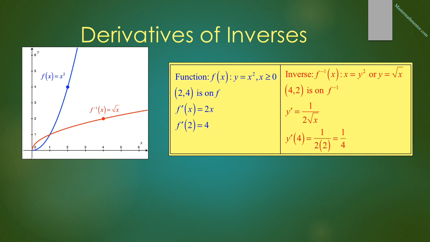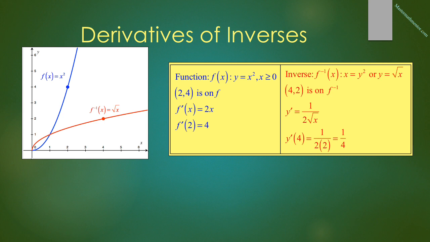Now let's look at the inverse, f inverse of x. We replace the x with y and y with x, and we get x is equal to y squared, or y is equal to square root of x, because we're just working in the first quadrant. So the point (4, 2) is on f inverse. Now when we take the derivative, we get y prime equals 1 over 2 square root of x. When we find y prime of 4, we get 1 over 2 times 2, which is equal to 1/4.